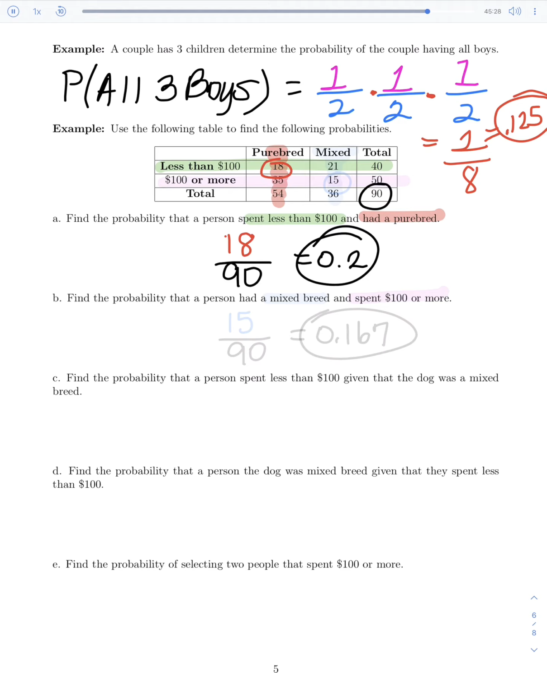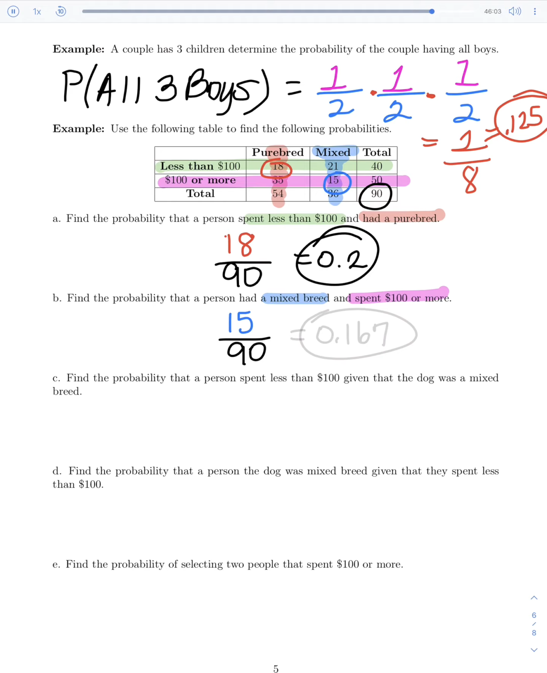Let's take a look at another one. Find the probability that a person had a mixed breed and spent $100 or more. So in this one, we're looking for they had a mixed breed and spent $100 or more. So how many people did have a mixed breed and spent $100 or more? Our overlap there is the 15 that had the mixed breed and spent $100 or more. Out of, still the total is 90, so 15 out of 90.